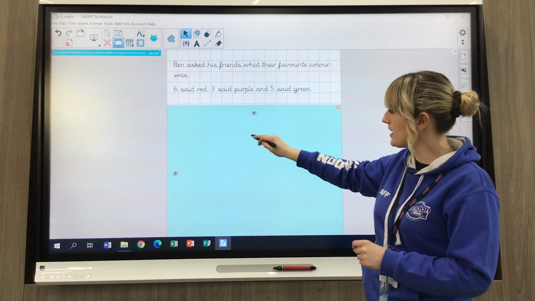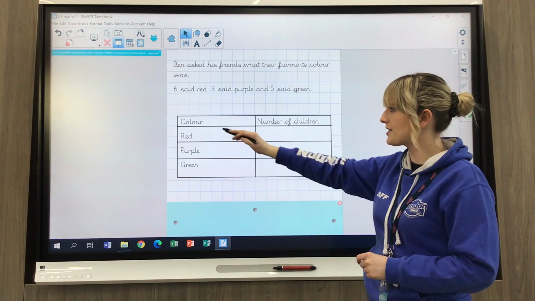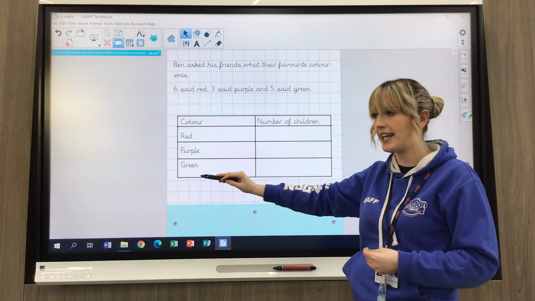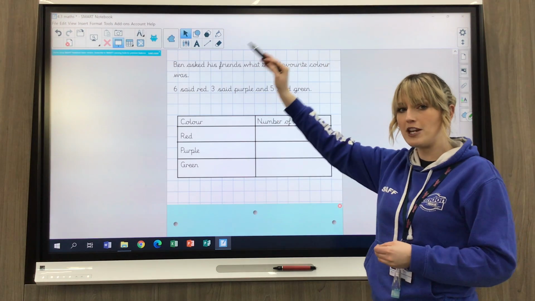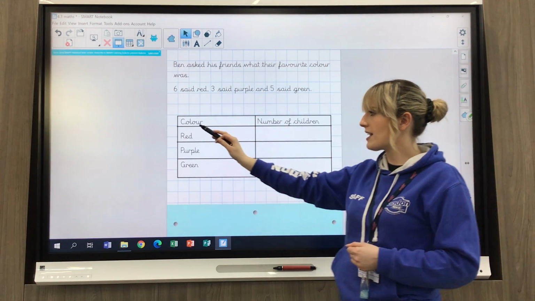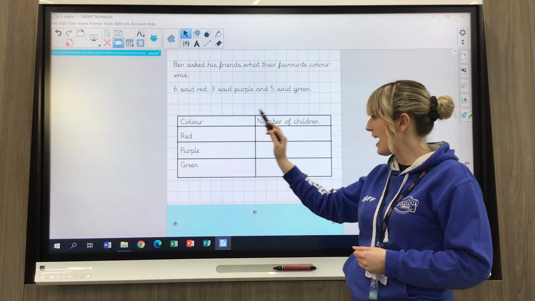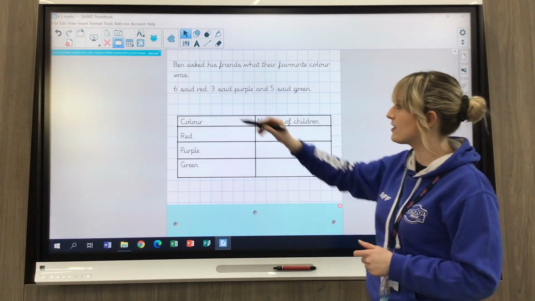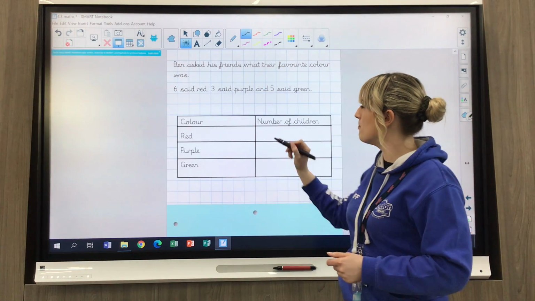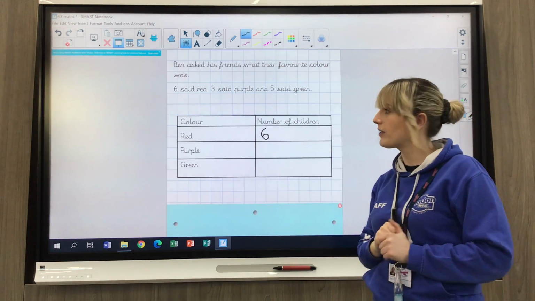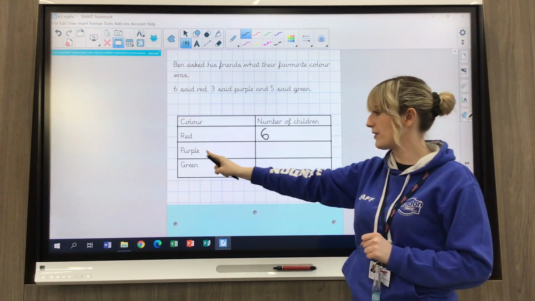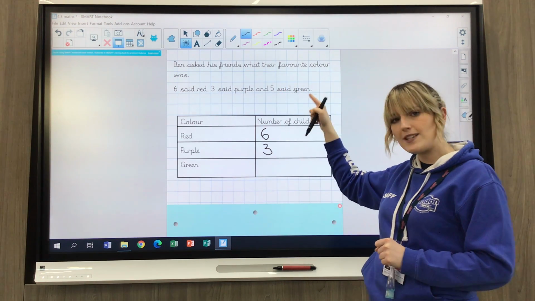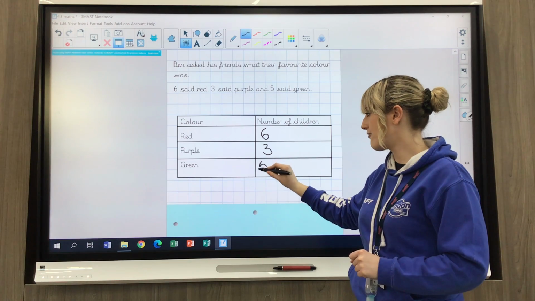So here's the table. So we've got the colours, because that's what information, what data we are showing. We've got red, purple and green, because those are the colours in the data we've got. We've got the title in the table of colour, and the title number of children. So 6 said red. So all I would do is write the number 6 in the table. 3 said purple. So we've written purple, and under number of children I'd write 3. And 5 said green. So green, I would write 5.